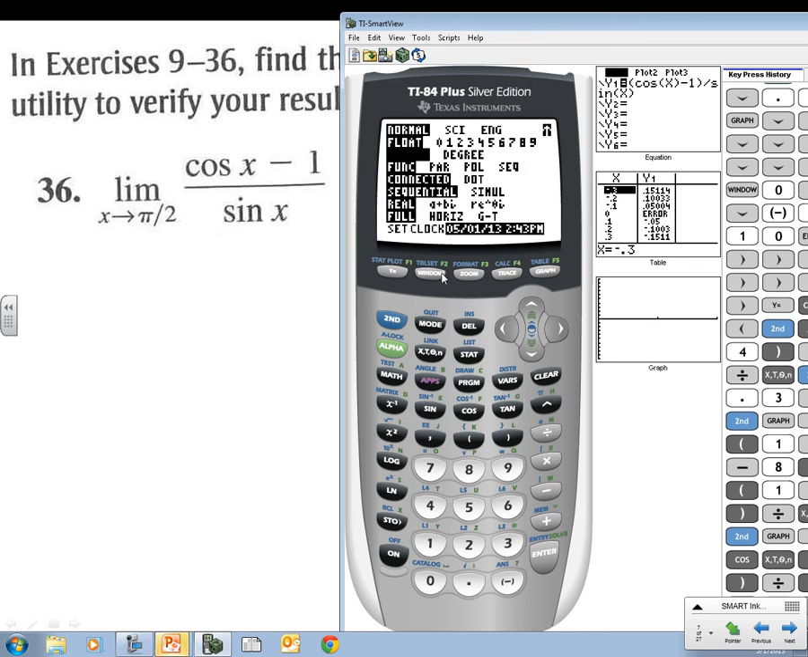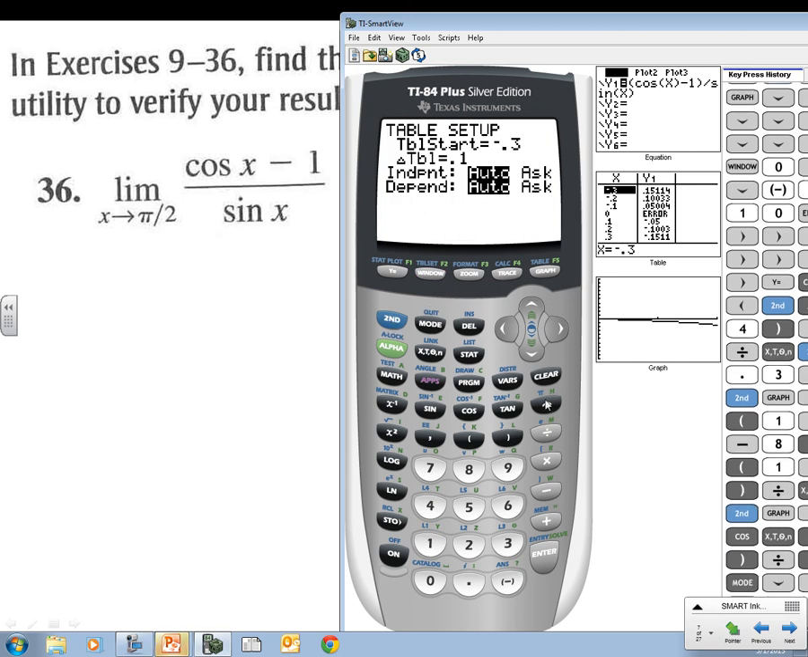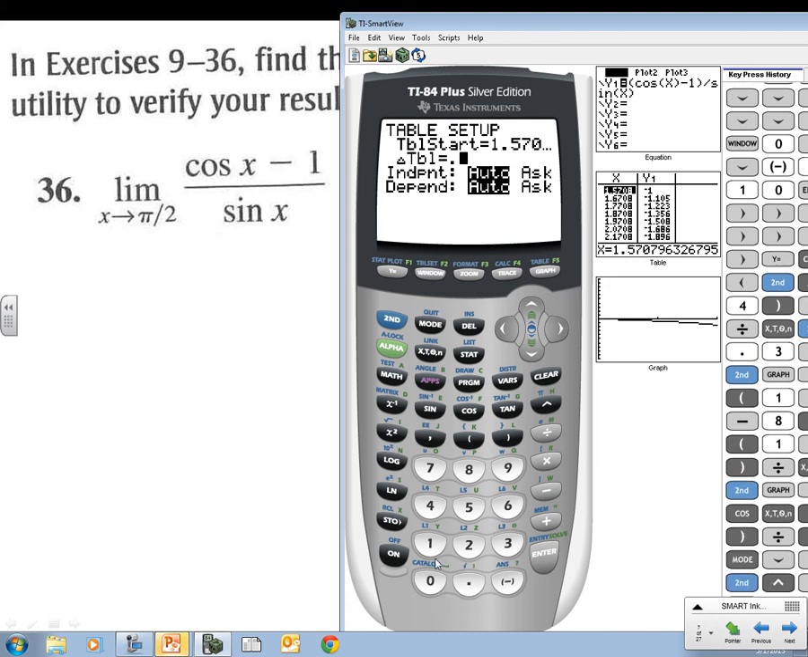So I'm good. Let's check my table set. Pi over 2, what the heck is that? Well, let's just punch it in. Pi divided by 2. See if the calculator will let us do that. There it is. It converts it for you. And we're going to be counting by, let's go with 0.01 here. We'll be a little more precise.